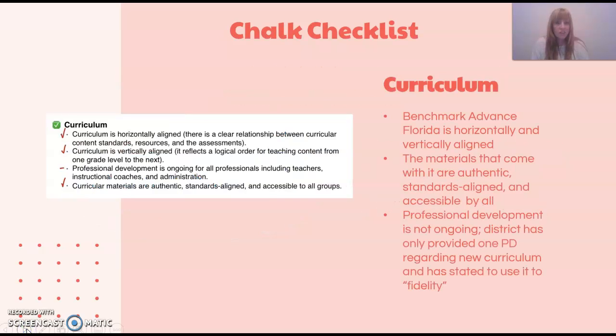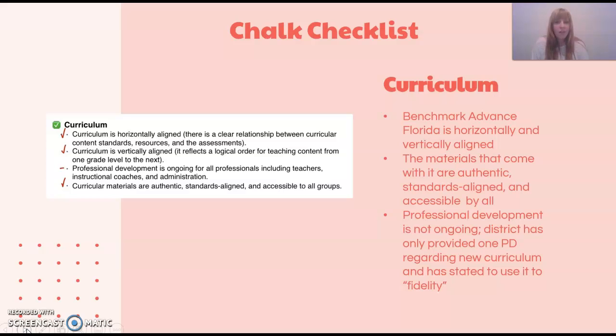When using the CHALK checklist, I honed in on the curriculum aspect of it. The curriculum that I chose to audit was Benchmark Advanced Florida, which is the newly adopted ELA curriculum for all K-2 classrooms in Manatee County. It is horizontally and vertically aligned. The materials that come with it are authentic, standards aligned, and accessible by all.